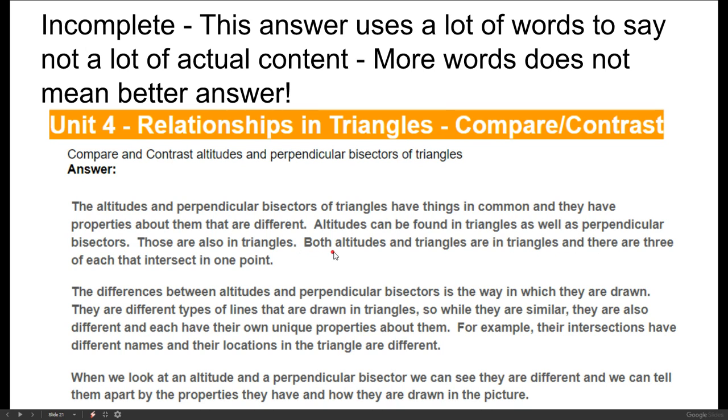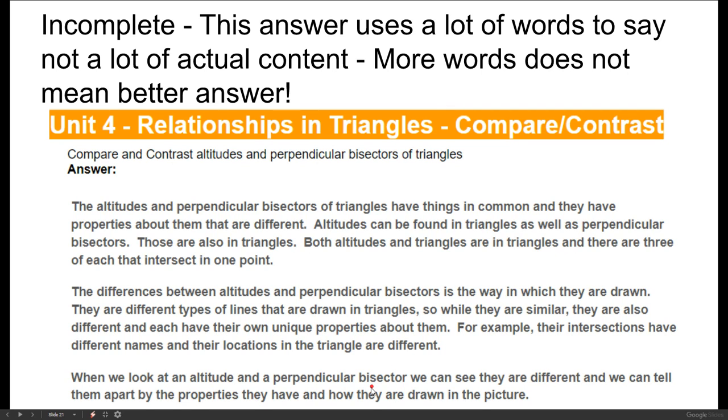"Both altitudes and perpendicular bisectors are in triangles, and there are 3 of each that intersect in one point." Okay, that's true. There are 3 of each. So we finally got something that we can compare. "The differences between altitudes and perpendicular bisectors is the way in which they are drawn. They are different types of lines that are drawn in triangles. So while they are similar, they are also different and each have their own unique properties about them." What are those properties? "For example, their intersections have different names and their locations in the triangle are different." So we still haven't written down any properties about them. We haven't given the names of those intersections or where their locations are, right?